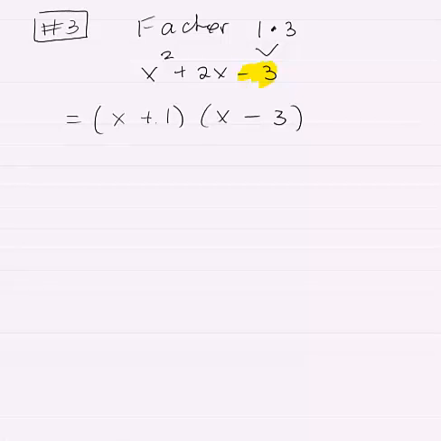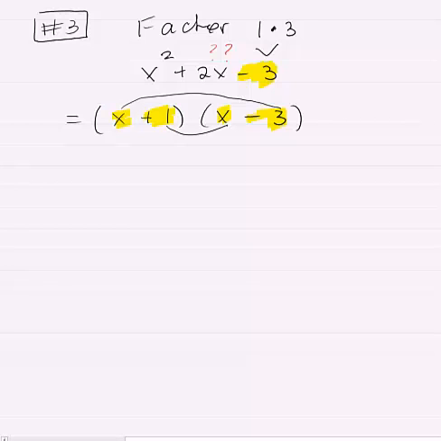Alrighty, now I'm going to check. Now I already guaranteed that x times x gives you x squared. Plus 1 and minus 3 gives you minus 3. My question is, does this term get produced? Do we get the 2x? Now to do this, again, you check. How do you check? You multiply the outer terms first, and then the inner terms second, and then you put them together and see, do they add up to 2x?